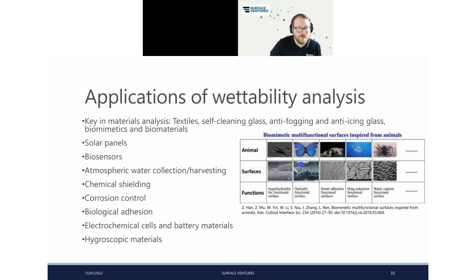Coming on to, as I finish up my presentation, the applications of wettability analysis. So this is key in materials analysis. Some of you have talked about different types of materials analysis that you are undertaking. So for things like textiles, self-cleaning glass, anti-fogging and anti-icing glass, biomimetic materials and biomaterials.